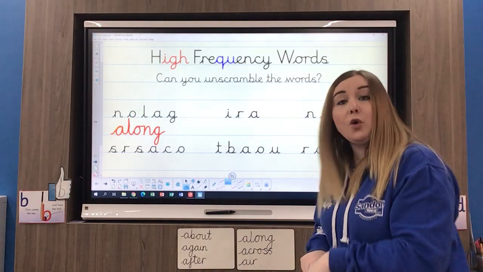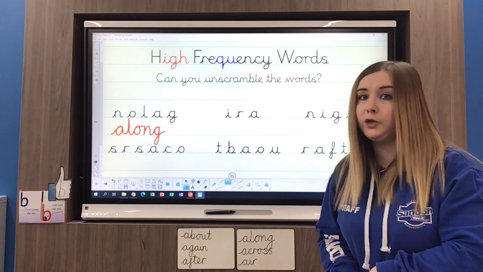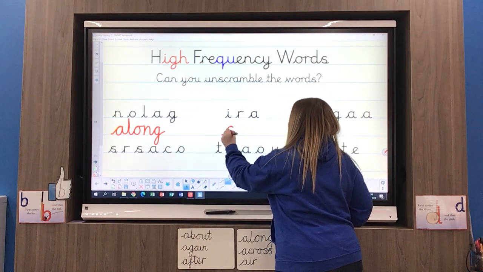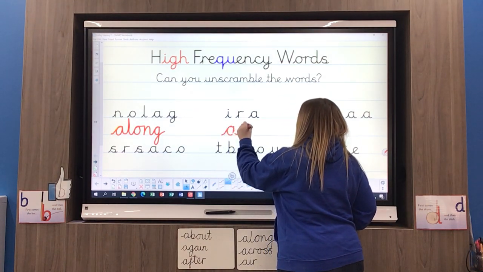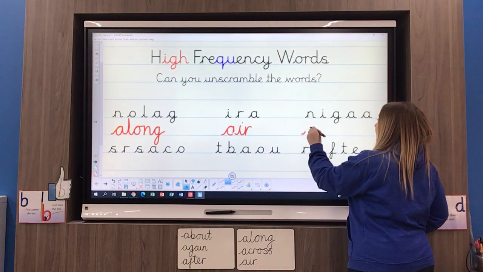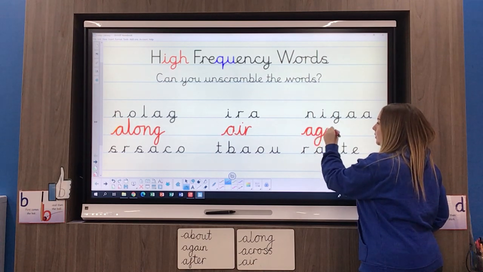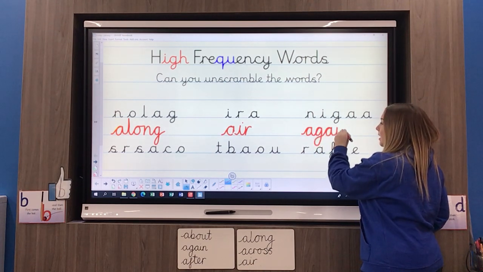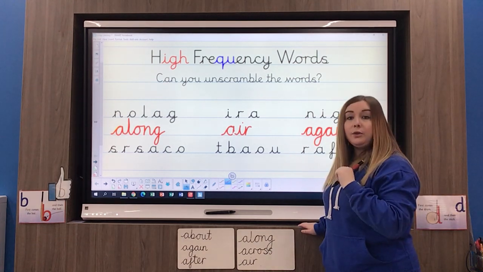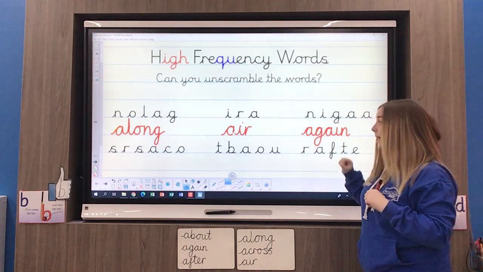Okay, so well done for having a go at home. Let's see if you managed to get all of those words correct. So we started with along, then we've got air, then we've got again, and notice Year 4 that even though we aren't in school doing our learning like we normally would, that I'm still doing my very best handwriting.